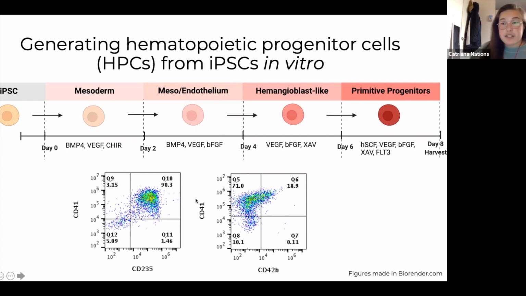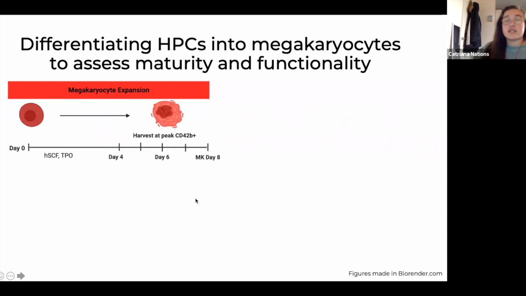And so we can get these nice CD41, CD235 double positive progenitor cells in order to differentiate them into megakaryocytes. So to do this, we put them in a media mix with thrombopoietin, one of the main drivers of megakaryopoiesis, as well as stem cell factor to expand progenitors.